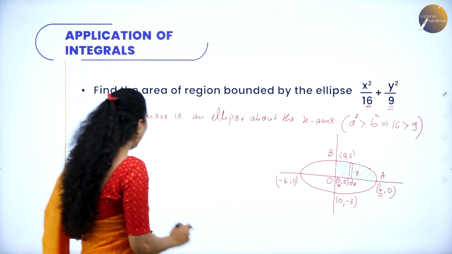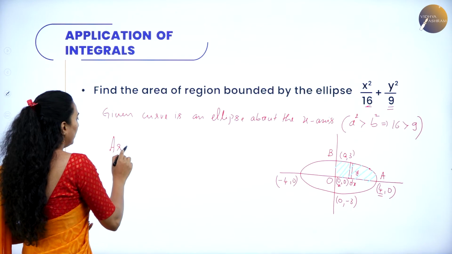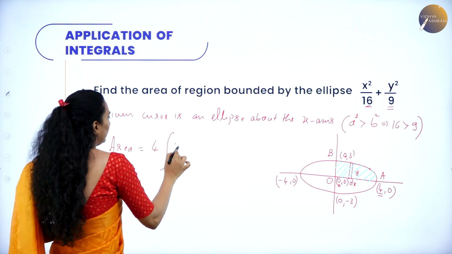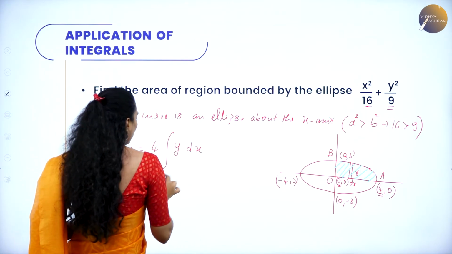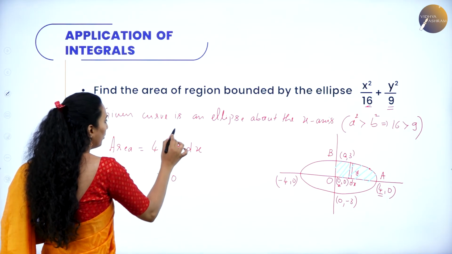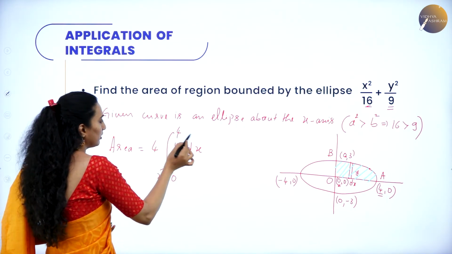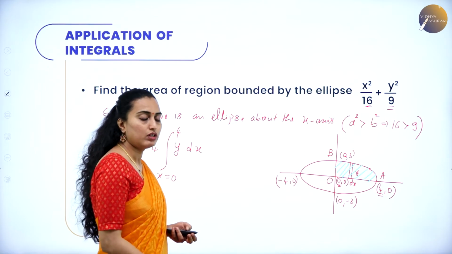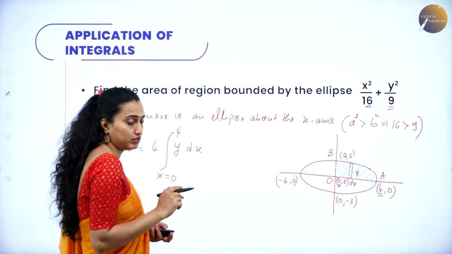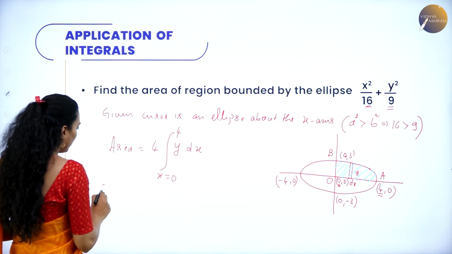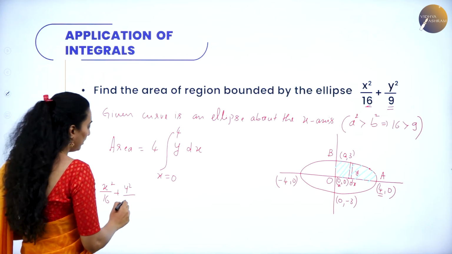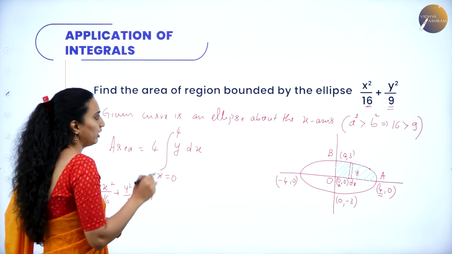Okay. So therefore, area is given by, area will be is equal to 4 times of, what is that? Y into dx. Now x will be varying from where? X will be varying from 0 to 4, right? They have given 0 to 4. Now here I need to convert for y by taking the curve. So let me convert that first, taking x squared by 16 plus y squared divided by 9 is equal to 1 they have given, right?